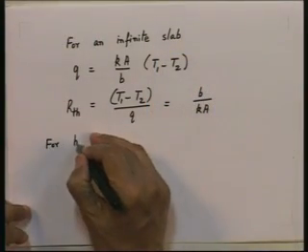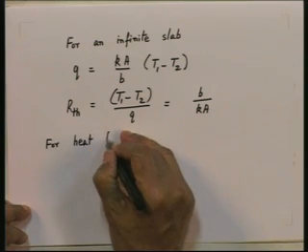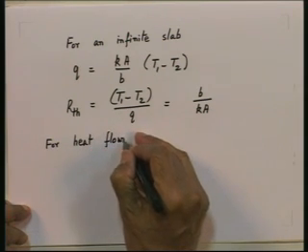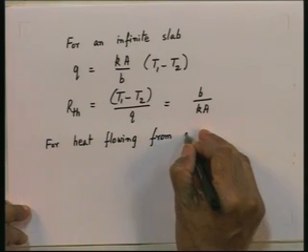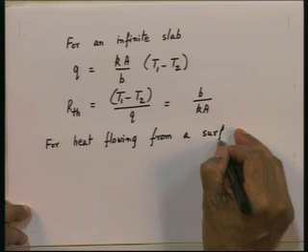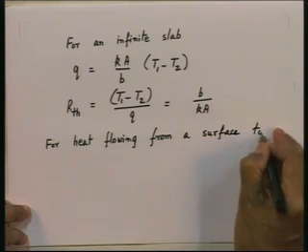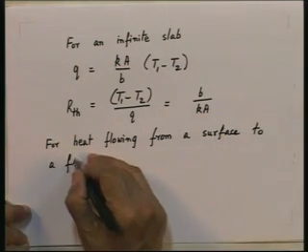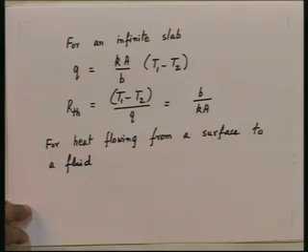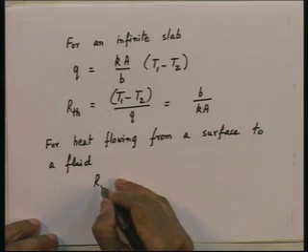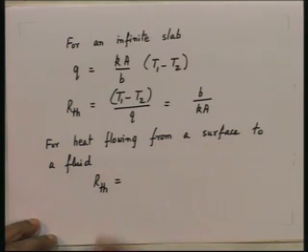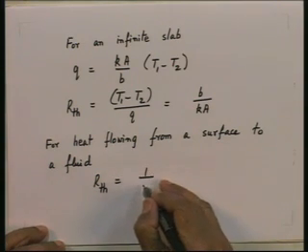For heat flowing from a surface to a fluid, that is Newton's law of cooling. The thermal resistance, if I again use this definition of T 1 minus T 2 by Q, would be equal to 1 upon H A, by comparing with Newton's law of cooling, this definition.